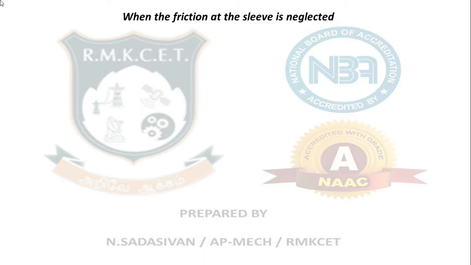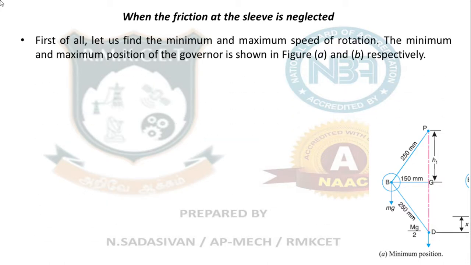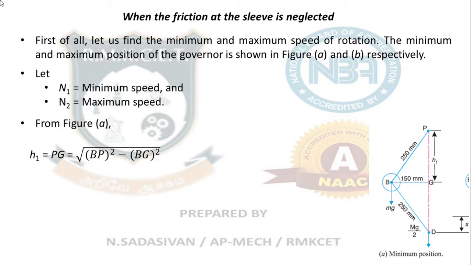When friction is neglected, we are going to take this first position, the low speed position. First of all, let us find the minimum and maximum speed of rotation. The minimum and maximum positions of the governor are shown. Here I have shown the minimum position. Let N1 be the minimum speed and N2 the maximum speed. From figure A, I can find the height of the governor.